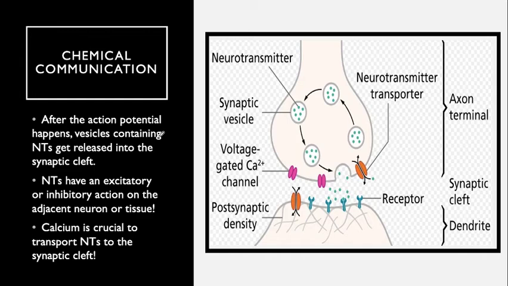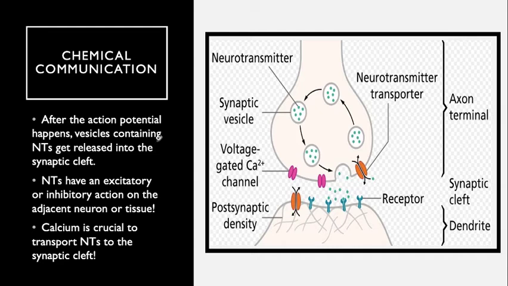So we've gone over the electrical components of the neuron and how the chemical and ion interactions allow for the release of neurotransmitters. So let's see how the neurotransmitters end up reaching the adjacent neuron, right? So let's look at the chemical communication.